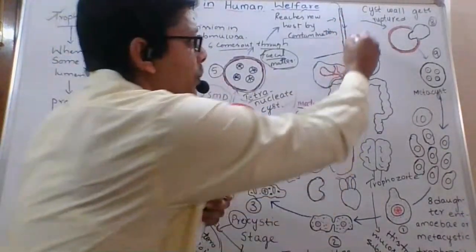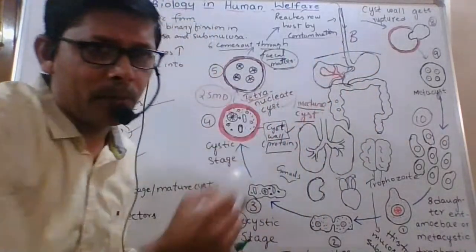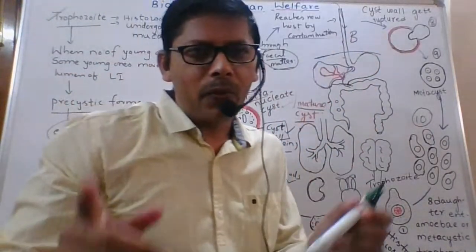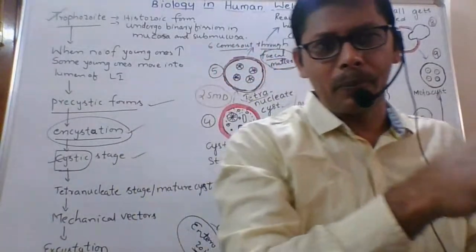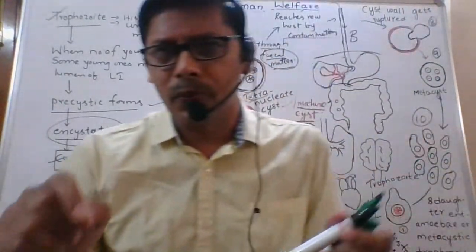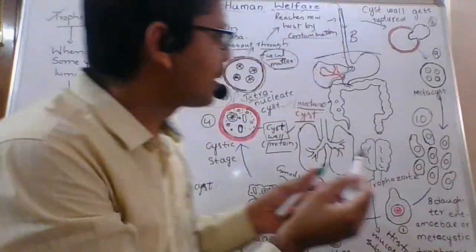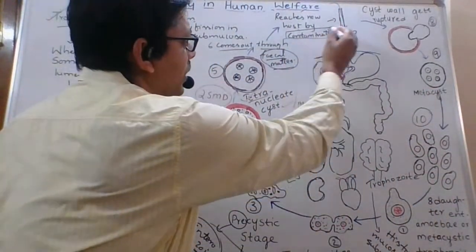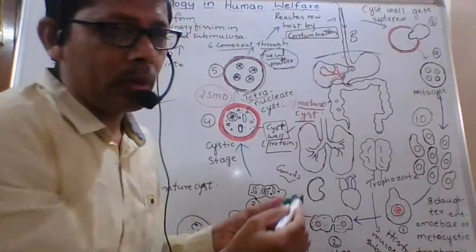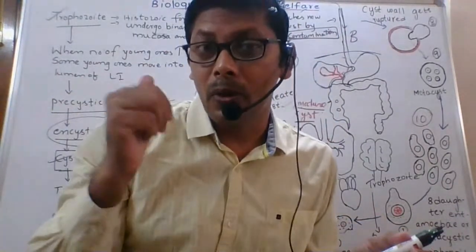This person is B. Now it is spreading from person A to person B through contaminated food. Here, the mode of infection is through contamination, through contaminated food or water.